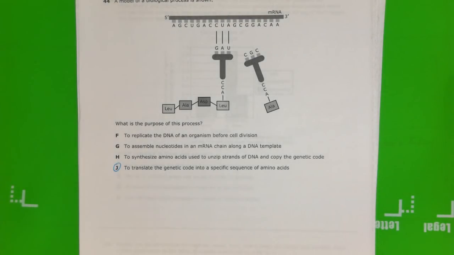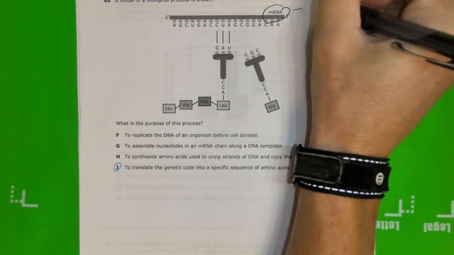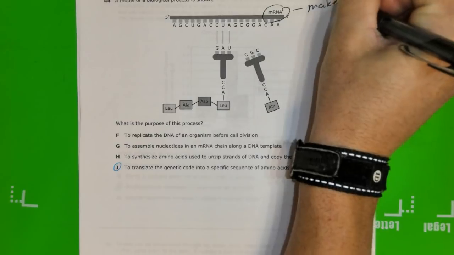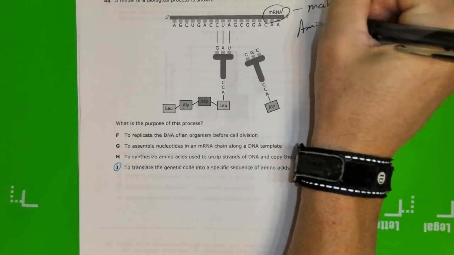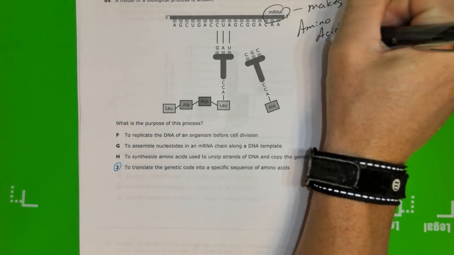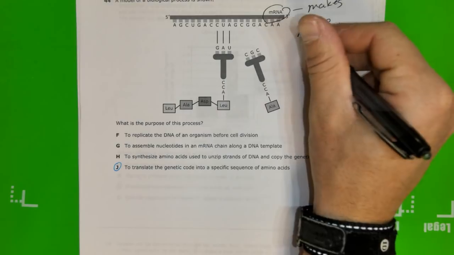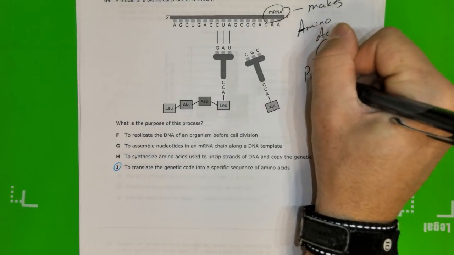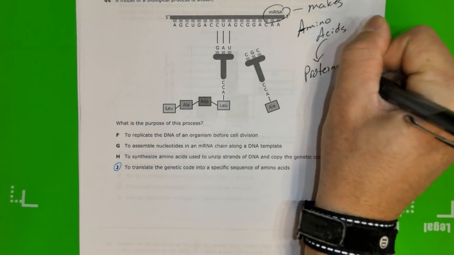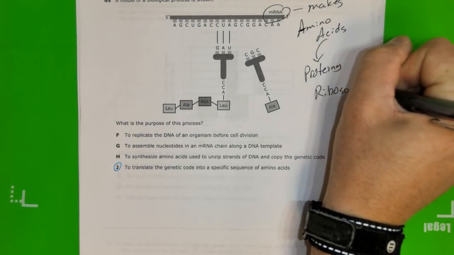A model of a biological process is shown. What is the purpose of this process? So right away we have mRNA. mRNA makes amino acids, and a big group of amino acids together makes proteins, and it's going to occur in the ribosome.